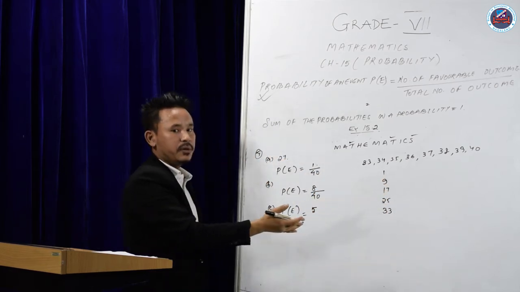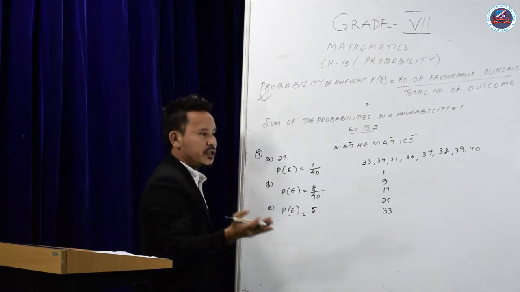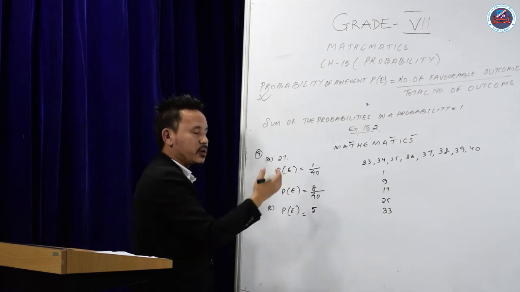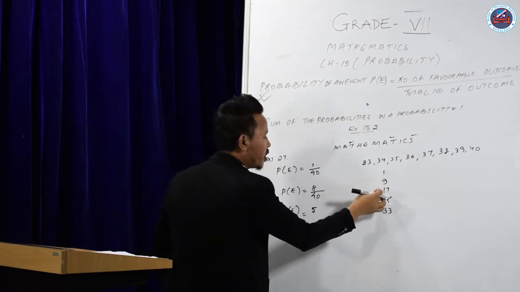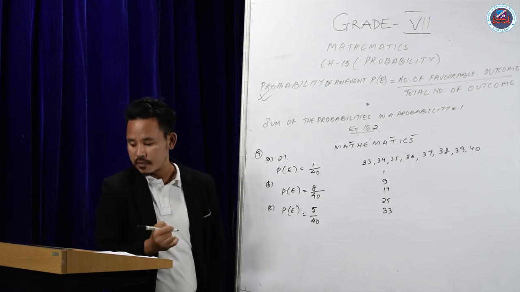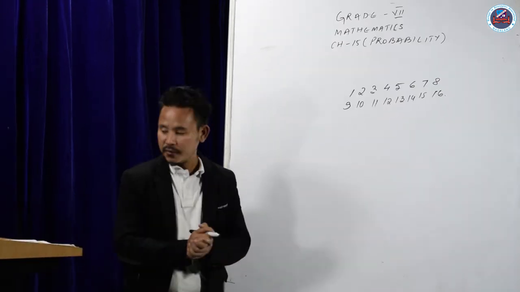She might choose any number from here, right? She might choose 1, she might choose 17, she might choose 33, she might choose 9, she might choose 25 as well. So the number of favorable outcomes means any number: 1, 2, 3, 4 and 5 out of 40, the total number of outcomes. Now on to the next part of the question.